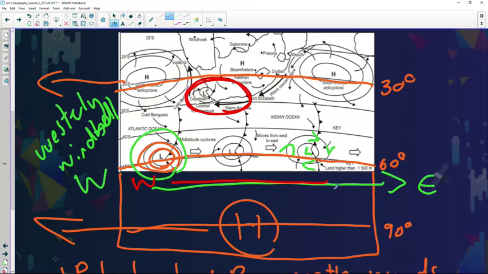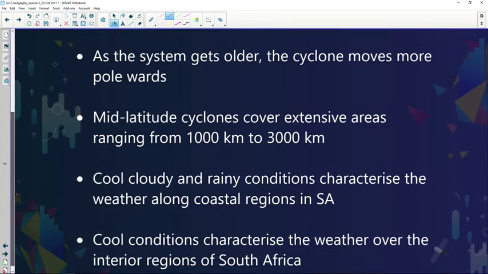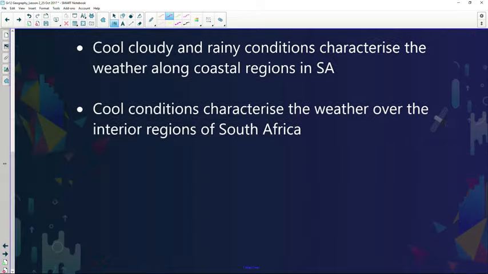Now, the system moves from west to east, like I explained to you, and as the system moves, now keep this in mind, it forces warm air to rise. Now, in grade 10, the first time we discussed the different types of rain, you were introduced to frontal rain. Now, believe it or not, grade 12s, that frontal rain that you discussed in grade 10 is mid-latitude cyclones.